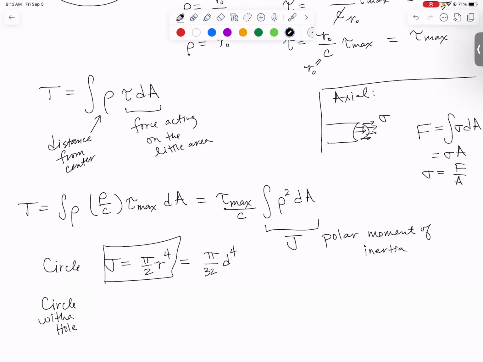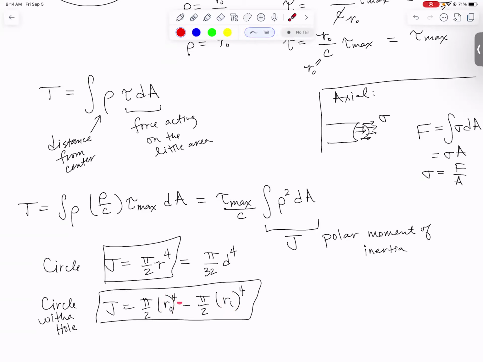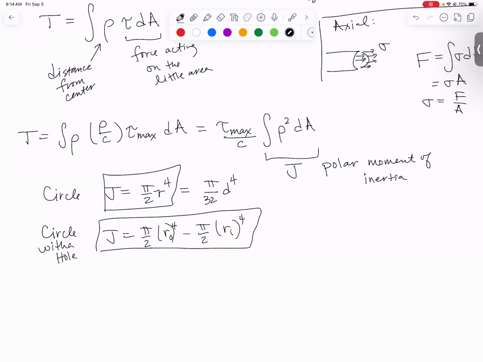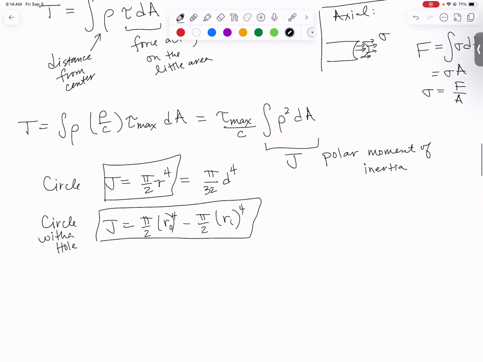It's not that much more complicated. J would be pi over 2 times the outer radius to the fourth minus pi over 2 times the inner radius to the fourth. What you're doing is taking the polar moment of inertia of a big circle, which is this, minus the polar moment of inertia of a little circle, which is that. Plugging that in, we get that our torque is equal to tau max over c times J.